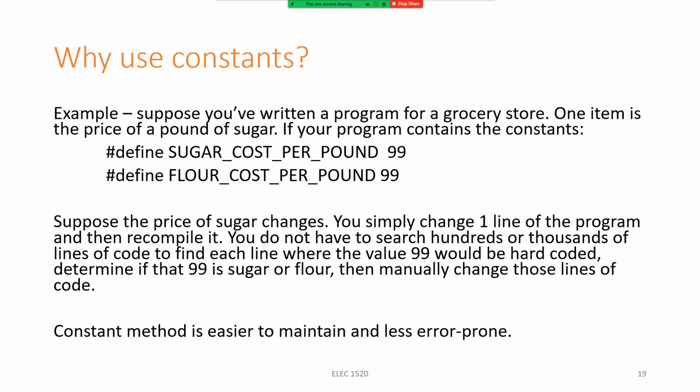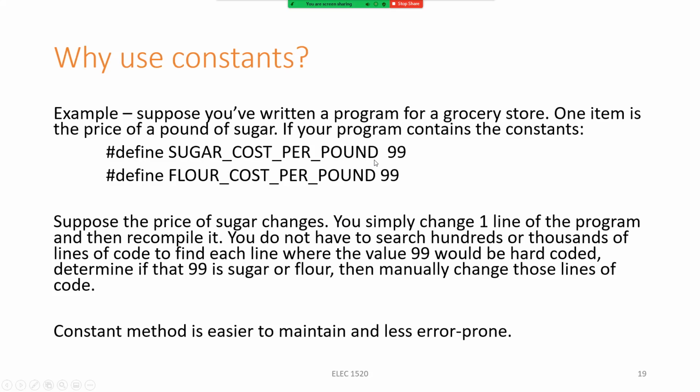Why use constants? Here's just a simple example. We're going to assume we've written a program for a grocery store, and we've gone ahead and created some constants for the cost of sugar per pound and the cost of flour per pound. And I've just got the integer value 99 here. Now, that's not really clear as to whether that's 99 cents or $99. I hope it's 99 cents. But it all depends on how we use it within our program. We just said wherever we use this name, sugar cost per pound, 99. Wherever we use this name, flour cost per pound, the preprocessor will substitute in the 99. But suppose the price of sugar changes, right?